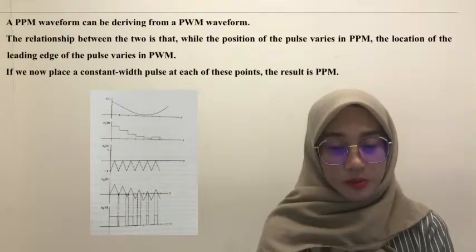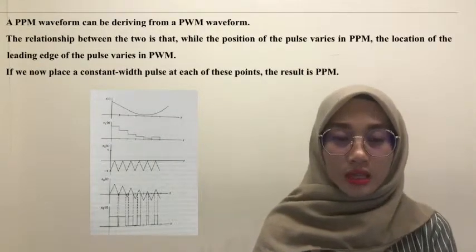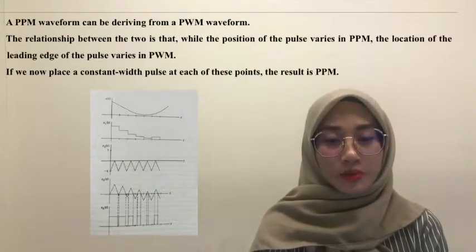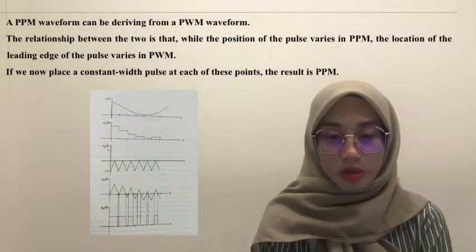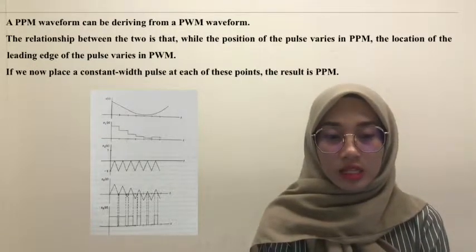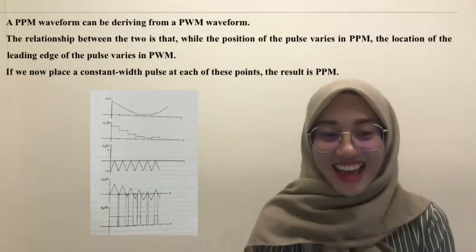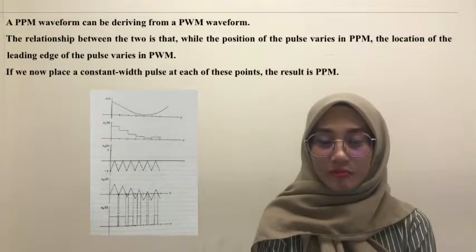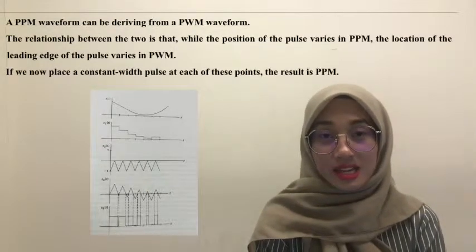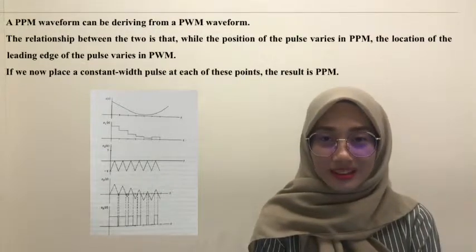A PPM waveform can be derived from a PWM waveform. The relationship between the two is that while the position of the pulse varies in PPM, the location of the leading edge of the pulse varies in PWM. Suppose, for example, that we detect each trailing edge of the pulse in the PWM waveform, differentiate, and look for a large negative pulse. If we now place a constant wave pulse at each of these points, the result is PPM as shown in figure 1.12.